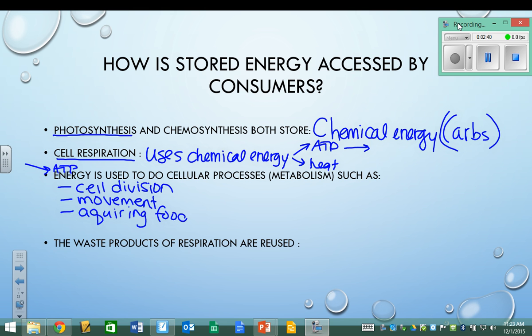Acquiring food would be another process that is happening. Now at the cellular level, this would be things like endocytosis, where one cell engulfs another, kind of like what your white blood cells do. But on a grander scale, this could be the energy that's required to look for food, to hunt food, to find food, to get food, to digest food.